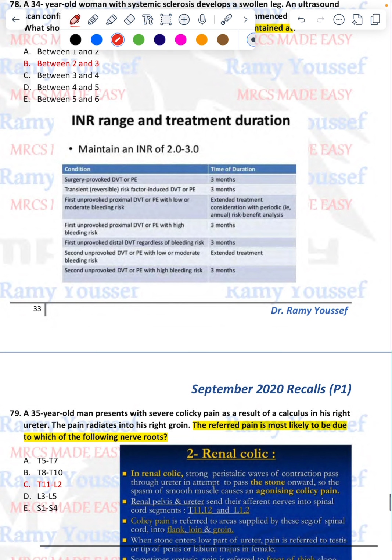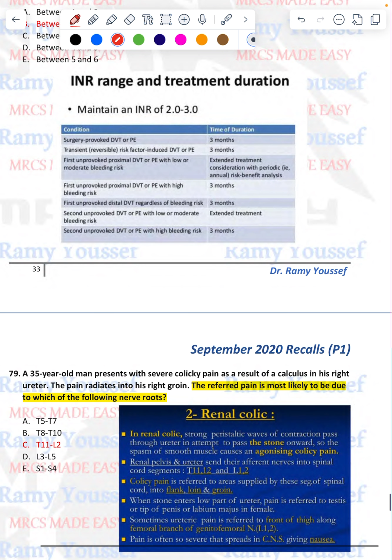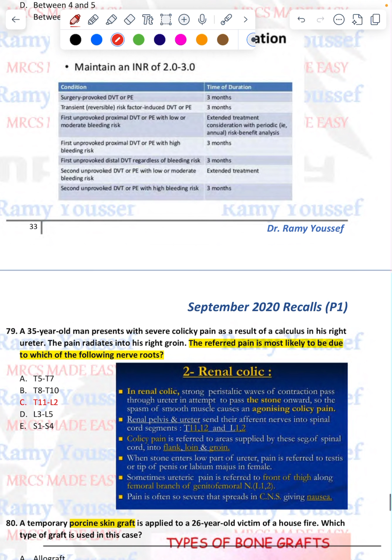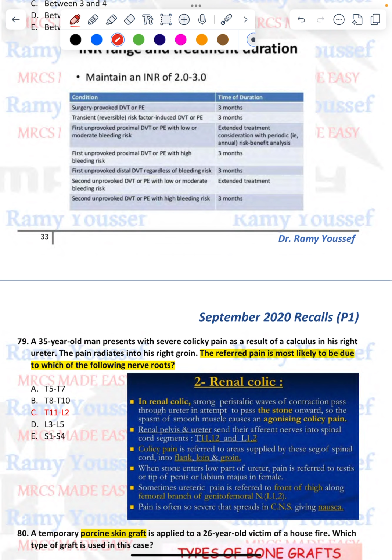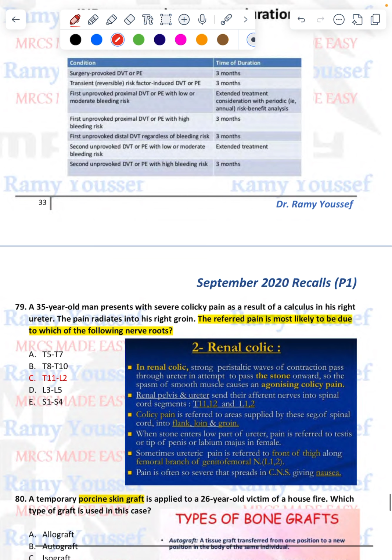So renal colic, strong peristaltic waves of contractions of the ureter. There is the renal pelvis, ureter, and their afferent nerves go into the spinal cord through T12, L1, L2. So that's why the colic is at T12, L1, L2. Temporary porcine graft. This is a xenograft.